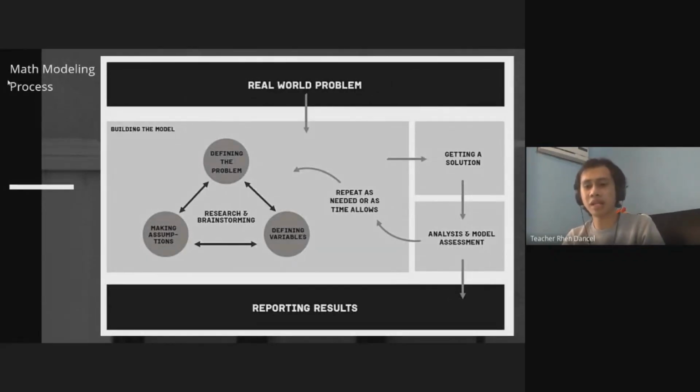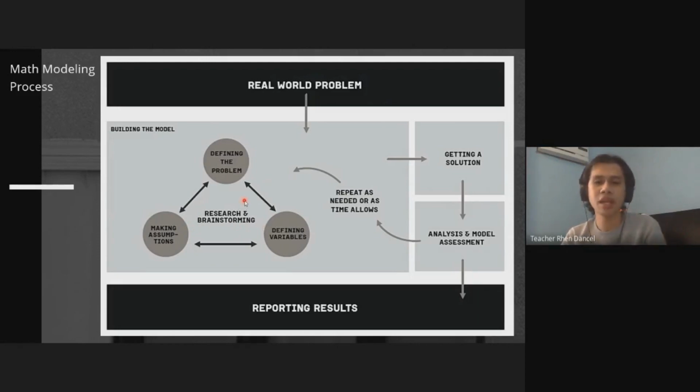Now, this is our mathematical modeling process. We start with the real world problem. This real world problem is often given by your professor or an organization you are in. But this time, since we're in a school setting, it will be given by us, your teacher. This real world problem needs to be processed using this cycle. As you can see, this is cyclic. That means you can start from here, defining the problem, go to making assumptions, proceed to defining variables, then go back again to defining the problem.